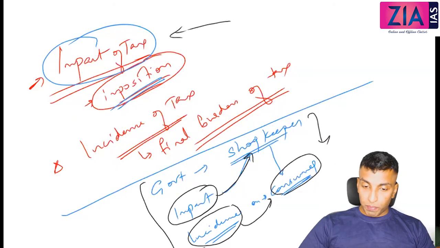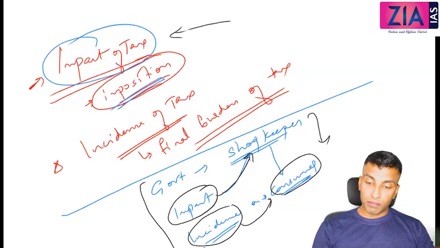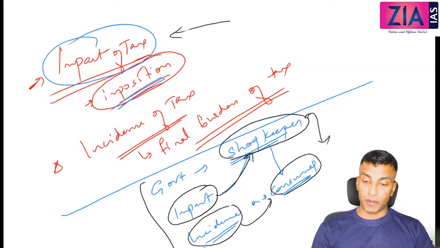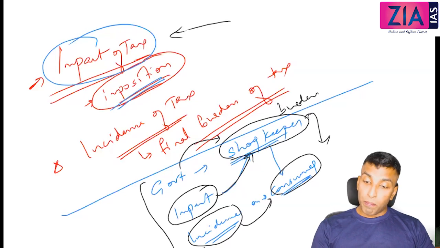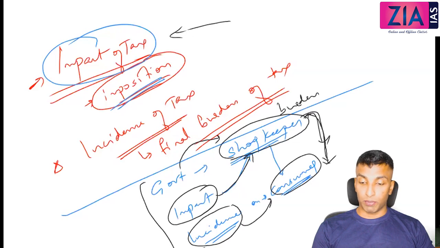Now see here, one more thing is there. If this is imposed, the burden is on whom? The burden is actually on the shopkeeper because the government imposed the tax on the shopkeeper. So effectively the burden should be on the shopkeeper. But what the shopkeeper will do is pass the burden to the consumer.